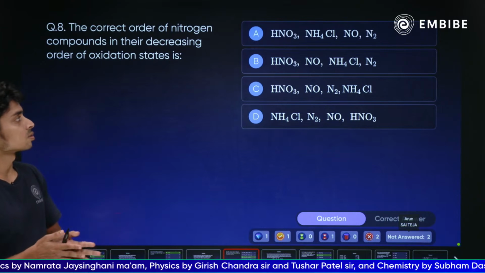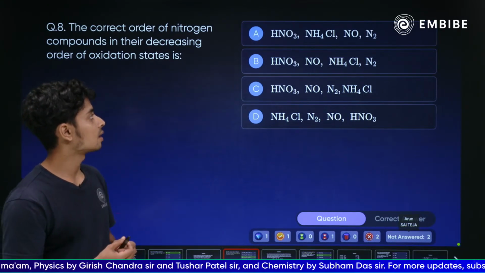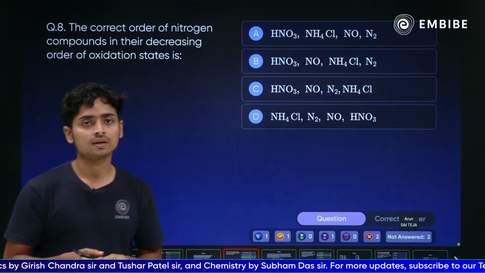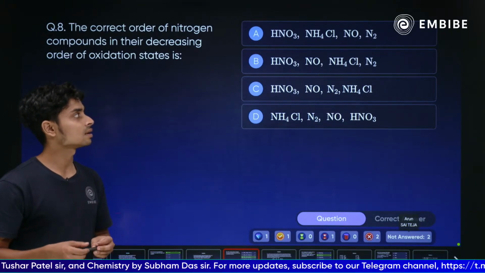Okay, so for the decreasing order, you have to first find the oxidation state in which nitrogen has the highest value. Here the electronegativity of oxygen is greater than that of nitrogen.